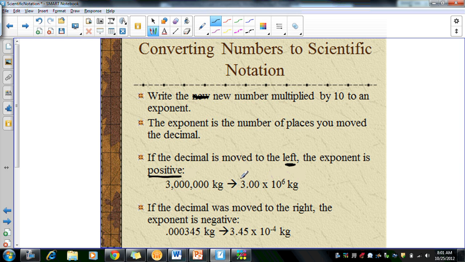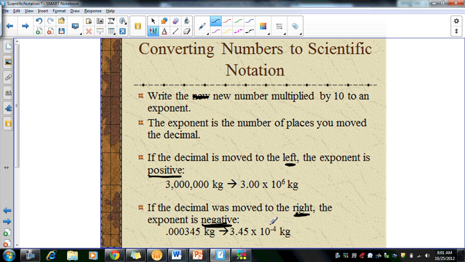3 million and 3 are completely different numbers. If you owed someone $3 million and you gave them $3, they would not be very happy with you at all. So you've got to make sure you include the 10 and the exponent. It's extremely important. So if you move the decimal to the right, like in our other example, then the exponent will be negative. So we move this 4 places to the right, so it's 3.45 times 10 to the negative 4 kilograms.